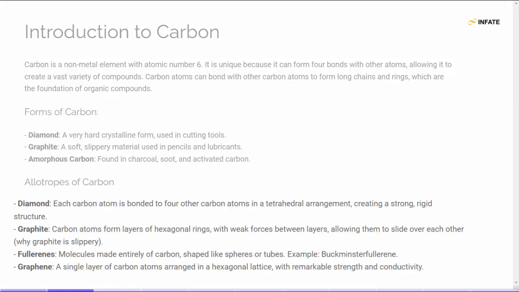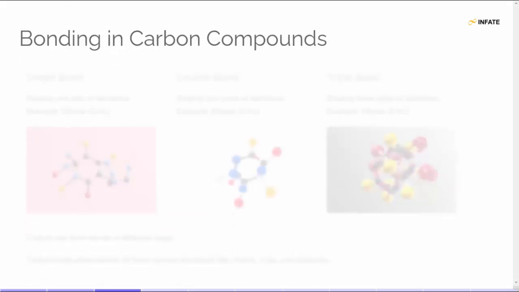Each carbon atom is bonded to 4 other carbon atoms in a tetrahedral arrangement, creating a strong, rigid structure. Graphite. Carbon atoms form layers of hexagonal rings with weak forces between layers, allowing them to slide over each other, which is why graphite is slippery. Fullerenes, molecules made entirely of carbon, shaped like spheres or tubes. Example, Buckminster fullerene. Graphene, a single layer of carbon atoms arranged in a hexagonal lattice with remarkable strength and conductivity.